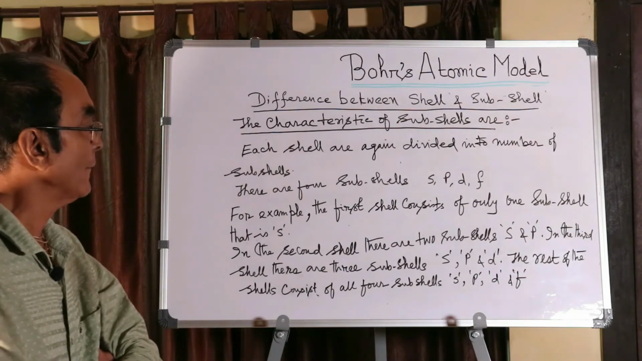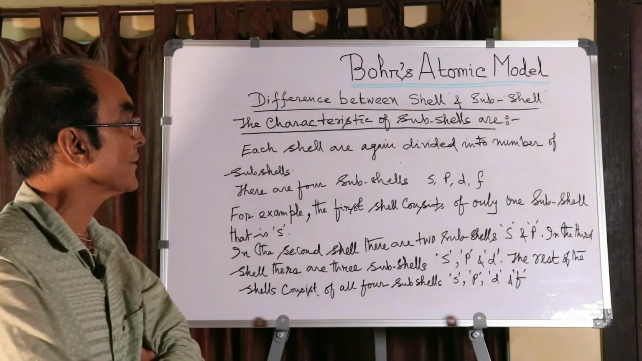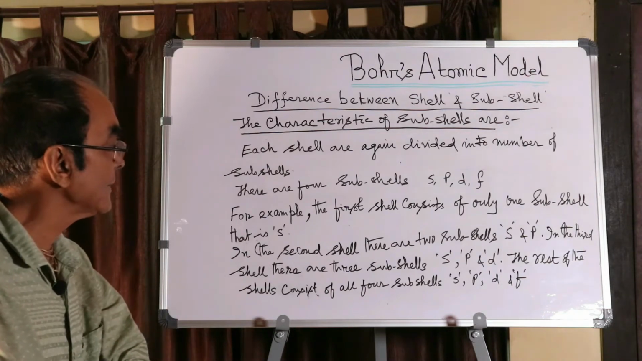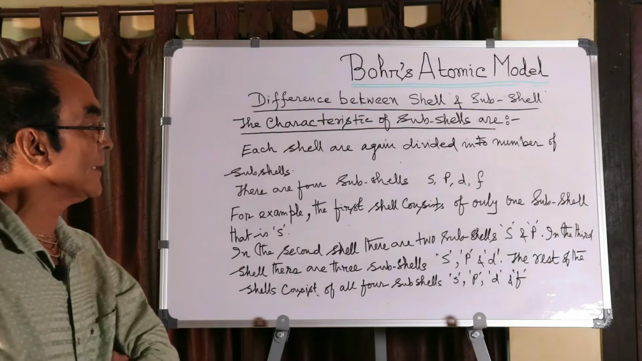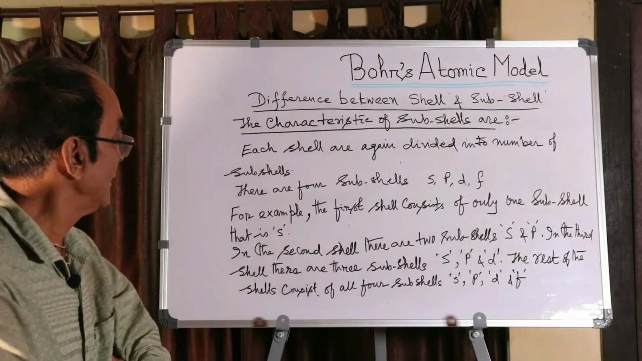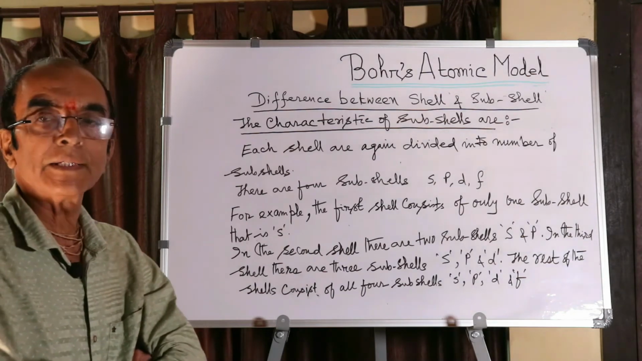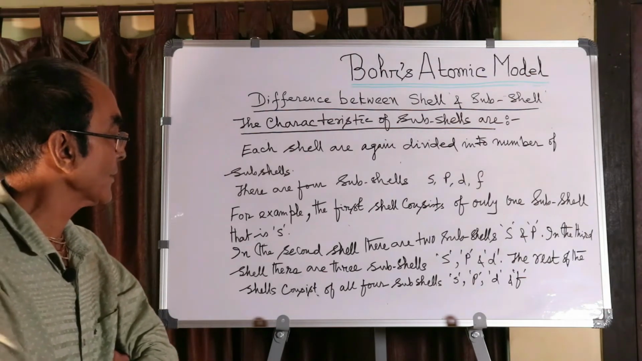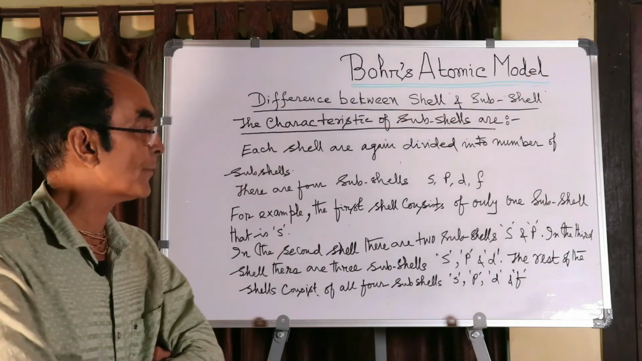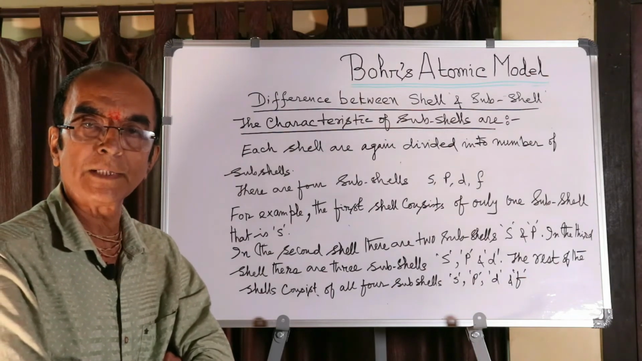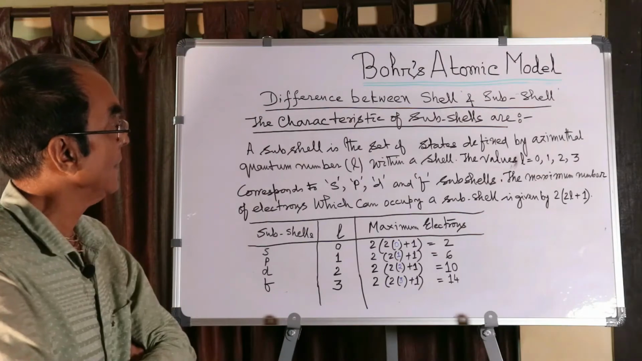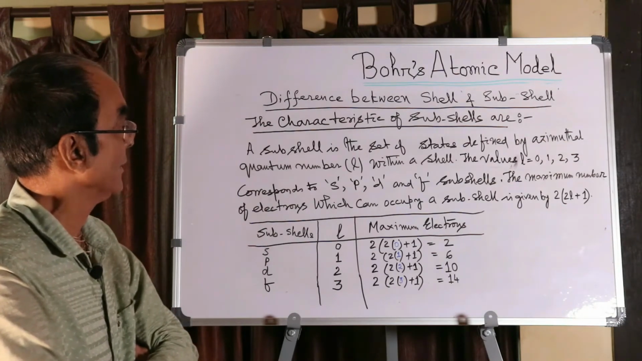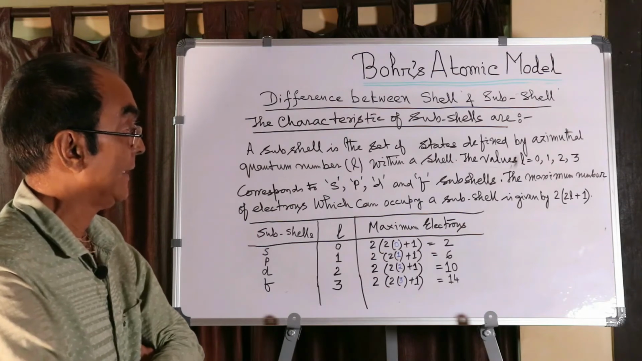For example, the first shell consists of only one subshell, that is S. In the second shell, there are 2 subshells, S and P. In the third shell, there are 3 subshells, S, P, D. The rest of the shells consist of all 4 subshells: S, P, D, F. A subshell is the set of states defined by azimuthal quantum number L within a shell.